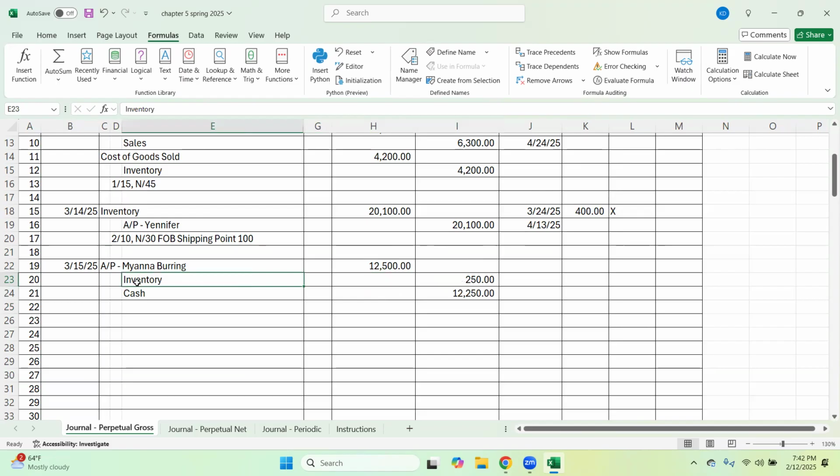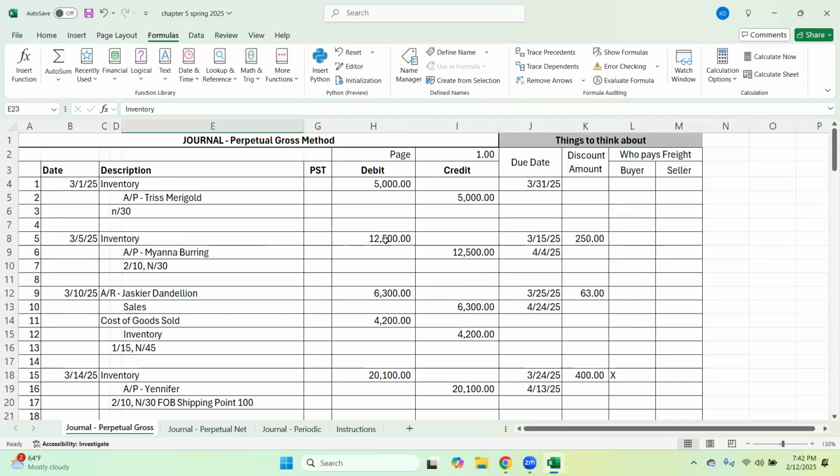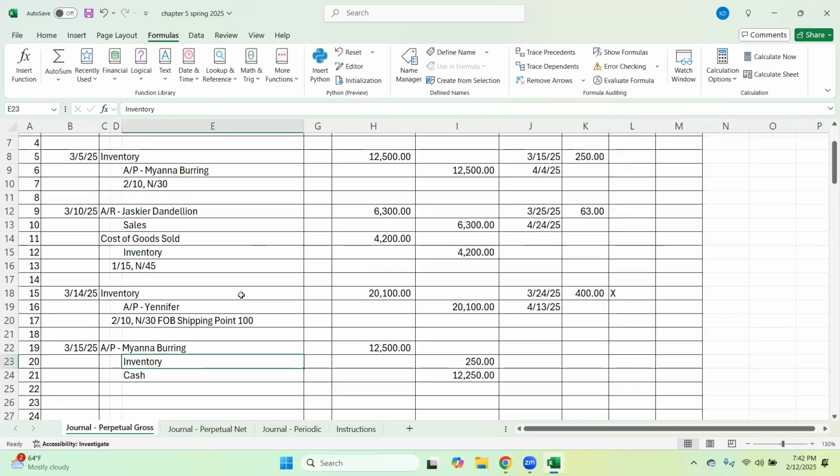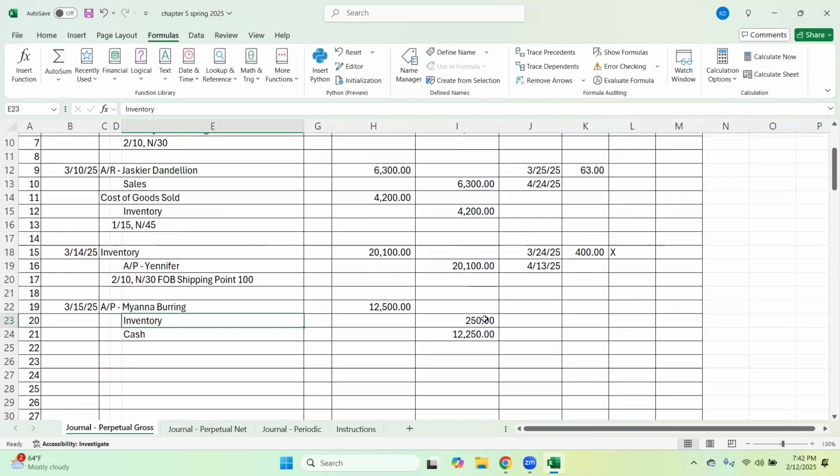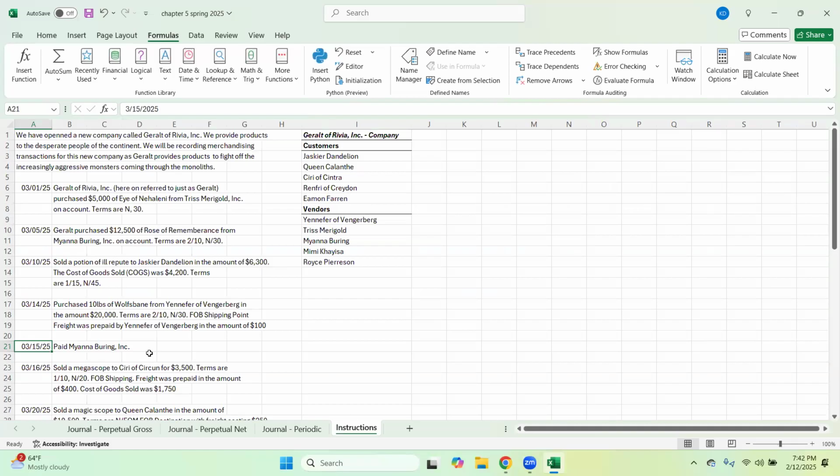So here I'm reflecting what I actually did pay for my inventory. They said, hey, this is what we charge, but if you pay within this discount period, you can take a little bit of a cash discount on it. And so in the end, my inventory cost me $250 less. So I need to reflect what I truly paid for it. Remember the cost principle. Okay, so 3/15. This is driving me nuts with these aircraft.